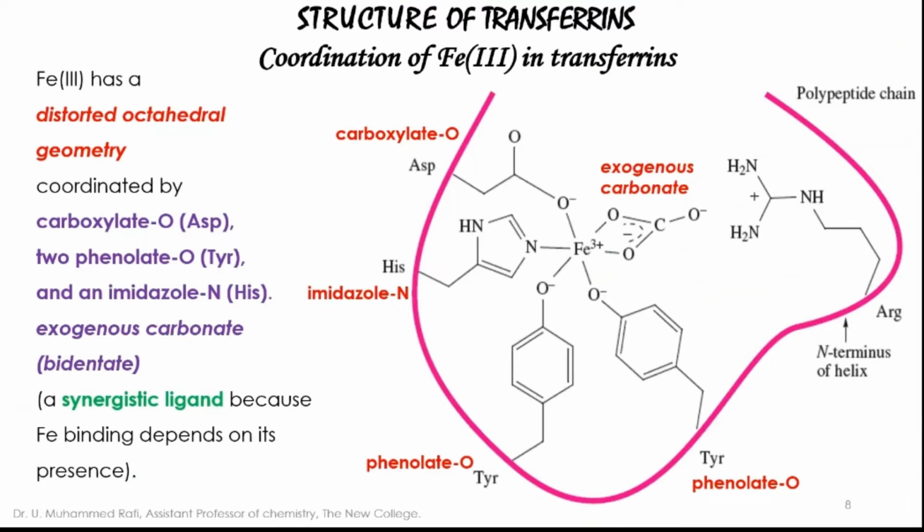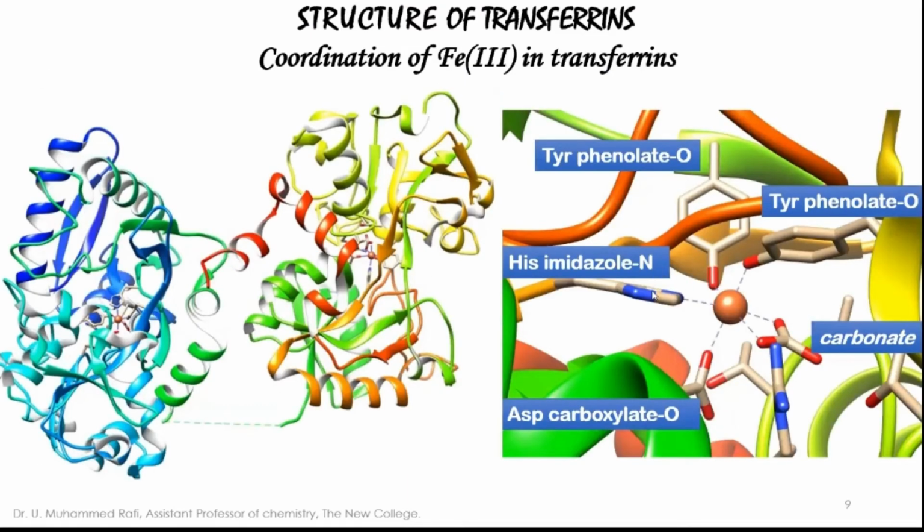Now we have to know about the coordination. In coordination, this iron Fe3+ has a distorted octahedral geometry, and it is coordinated by a carboxylate oxygen, 2 phenolate oxygens from tyrosine, and an imidazole from the histidine amino acid. Additionally, we have an exogenous carbonate, which does not belong to the protein chain. Separately, we have it. It is very important. It is called a synergistic ligand. For binding of this Fe3+, carbonate is very, very important. So this is how the structure looks. The coordinations are seen here.